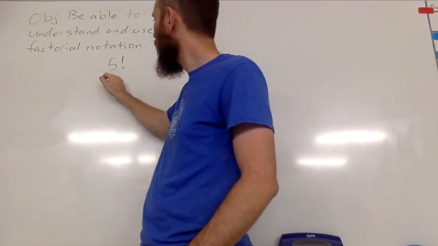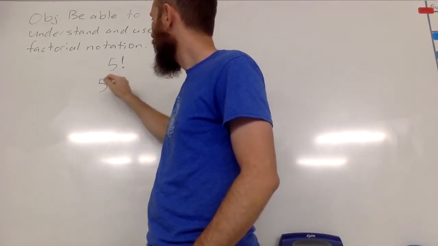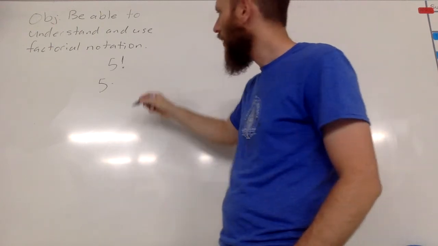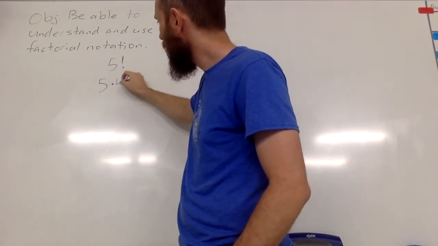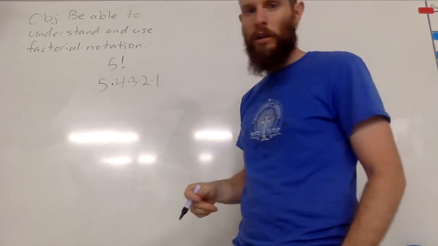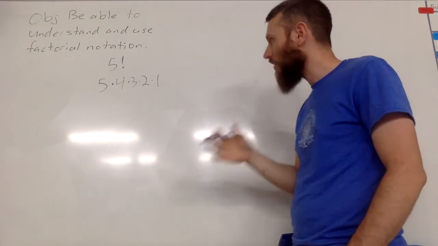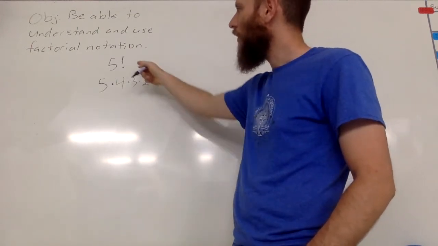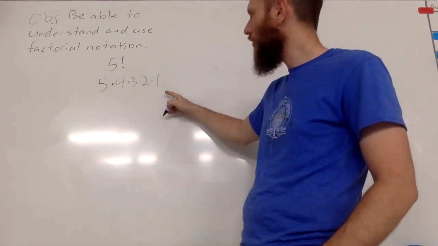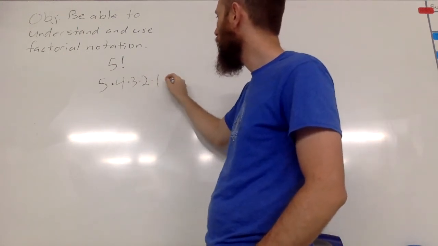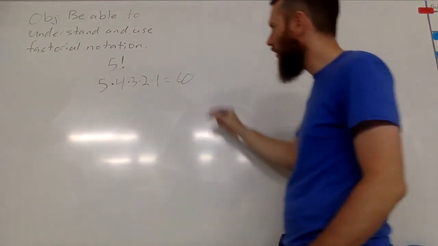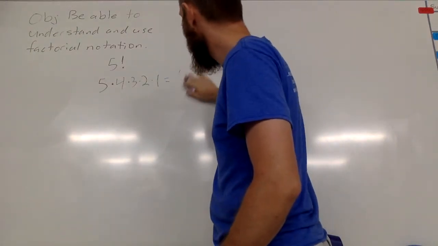So for example, 5, or sorry, not the sum, but the product, right? 5 times 4 times 3 times 2 times 1. Of course, it's not times 0 because that would just give us 0 every time. But 5 factorial is the product of this multiplication, 5 times 4 times 3 times 2 times 1. So the 5 factorial, the product is 60.